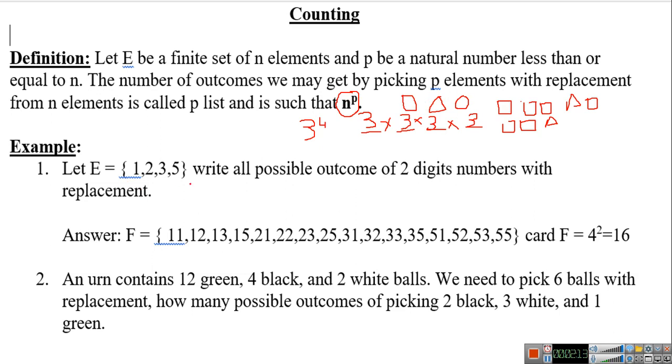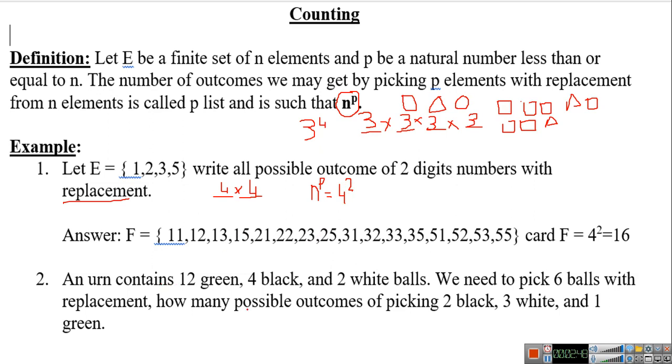Let E equal {1, 2, 3, 5}. Write all possible outcomes of a 2-digit number with replacement. How many elements do I have? 1, 2, 3, 5. I have 4 choices for the first one. The number I have picked, I may pick another time, again 4 choices. So it's 4 squared, or directly, because with replacement we say it's n power P, where n is 4 and P is the number of picks. The number of picks here is 2, so it will be 4 squared.